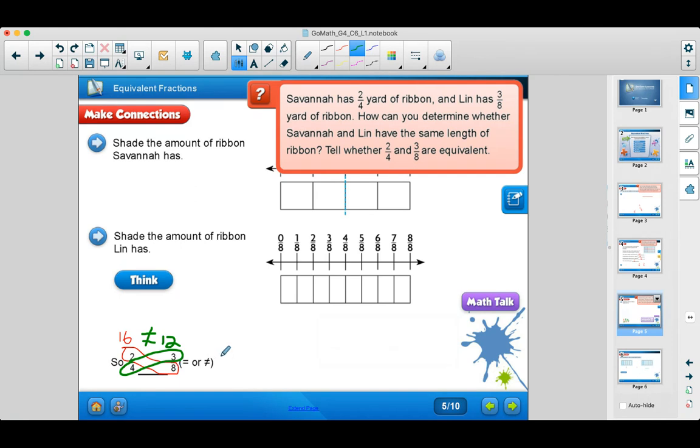So please make sure that you put this example into your Go Math book. It will absolutely help you while you're solving the next problems. Okay, let's go to the next page.